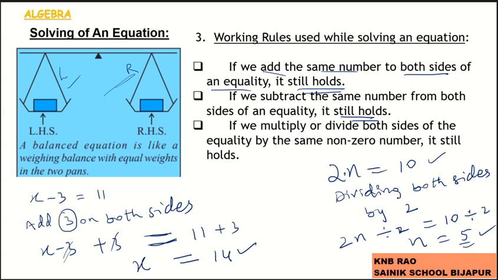Children, remember, the number by which we are dividing on both sides must be a non-zero number. Why? Because if any number is divided by 0, say 10 divided by 0, it becomes infinity. To avoid that, we have a condition that the divisor should be a non-zero number. Okay.